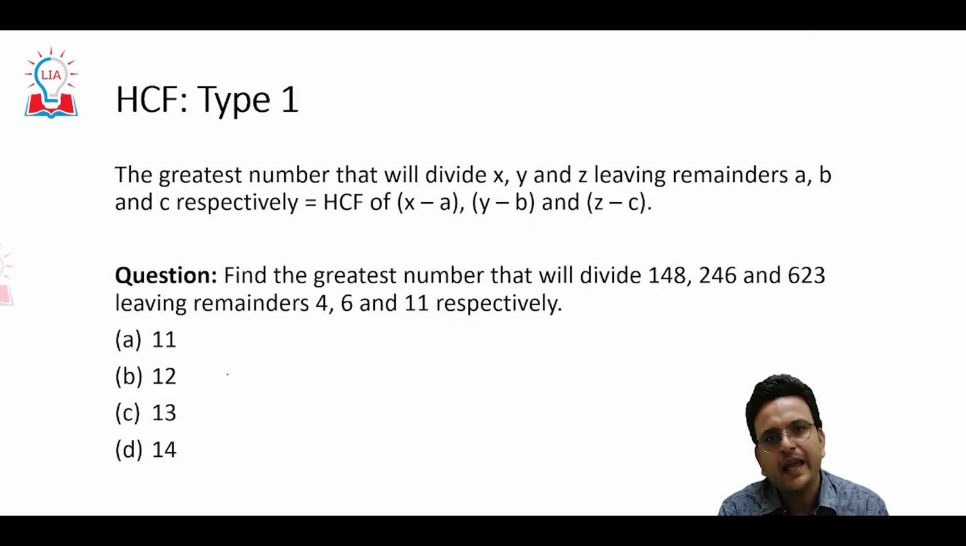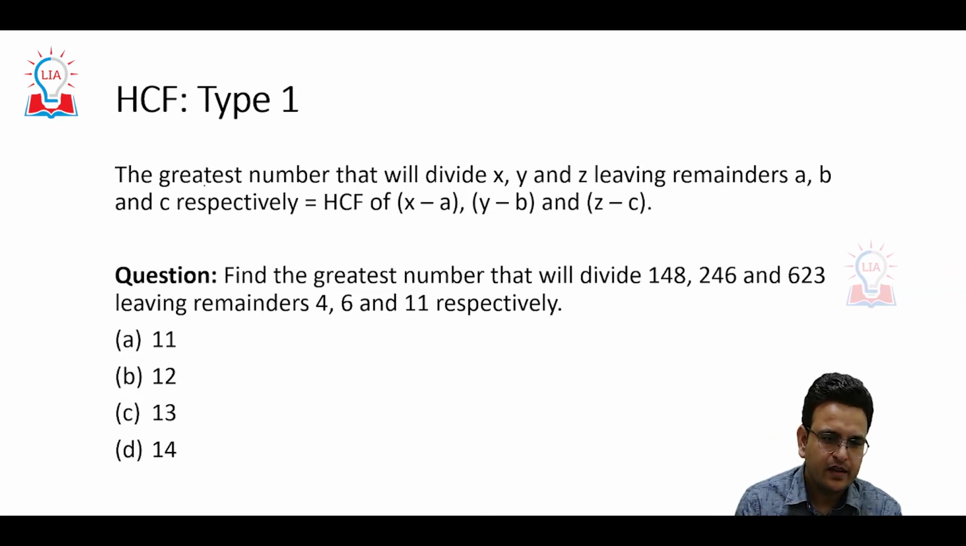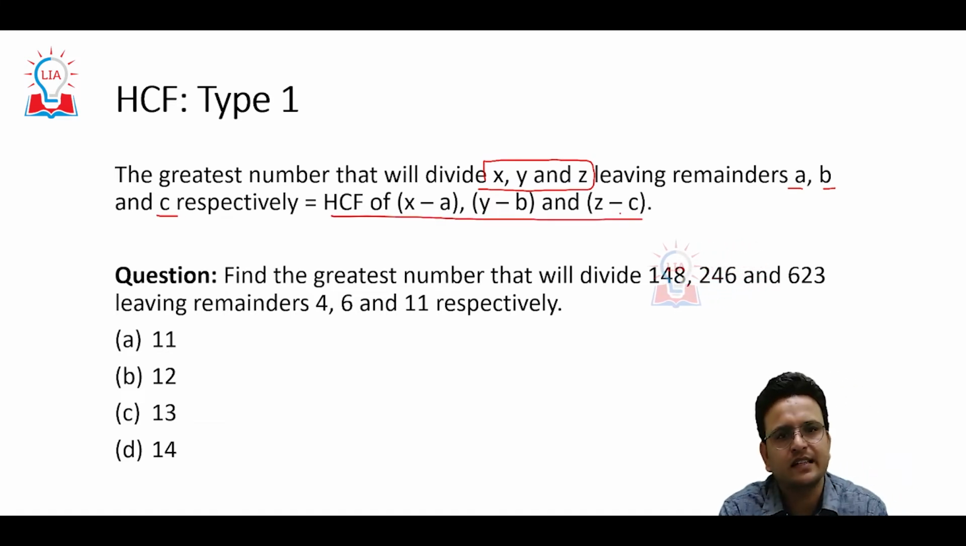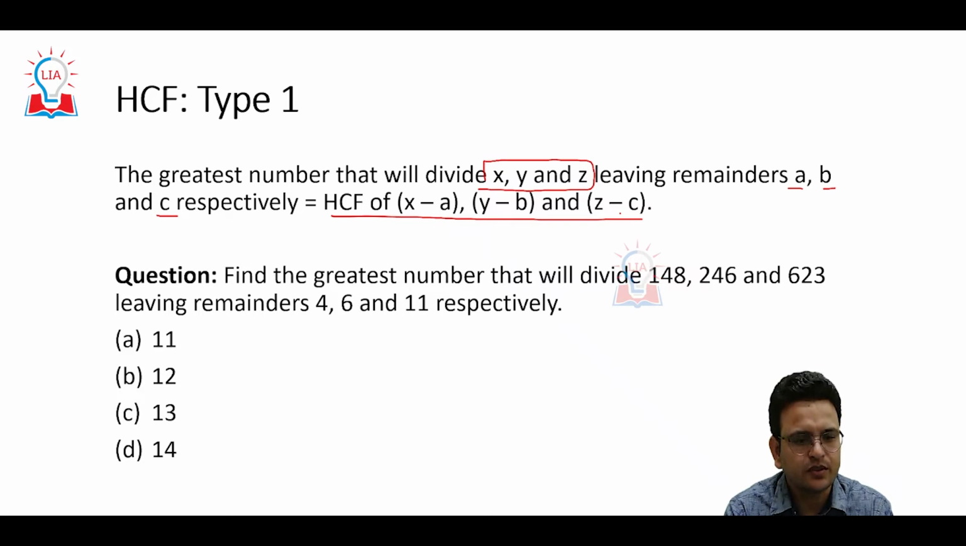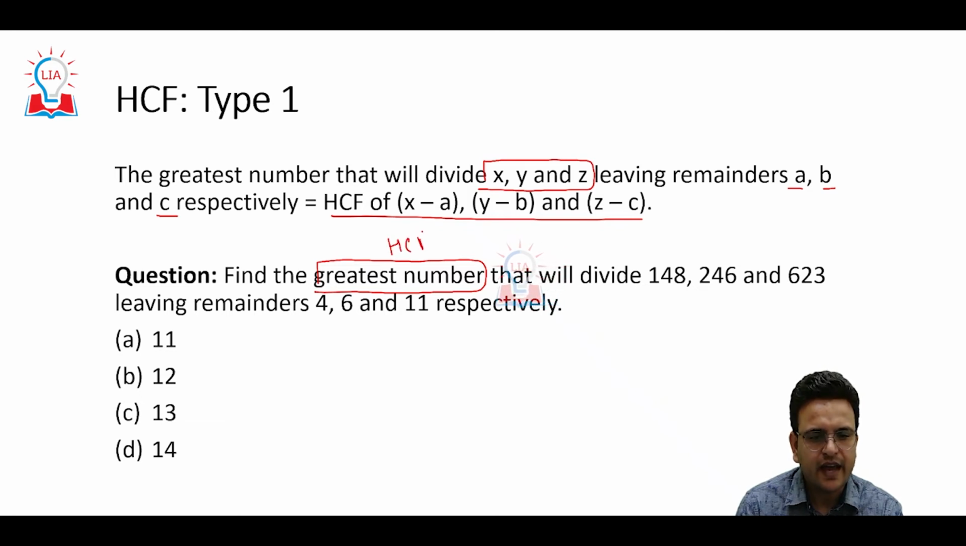Now, type 1. When we talk about HCF, there are some types. How can we solve it? The greatest number that will divide X, Y, Z, leaving remainders A, B, C respectively. Then how can we get the HCF? Just see this particular question. In this question, find the greatest number. The greatest number is nothing but the HCF.